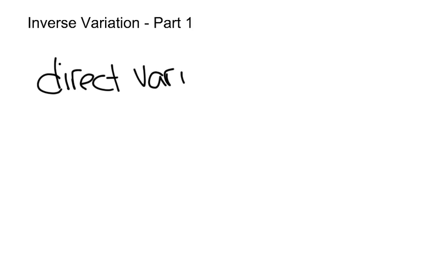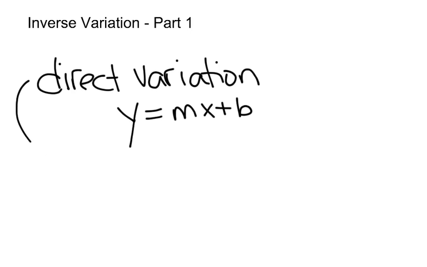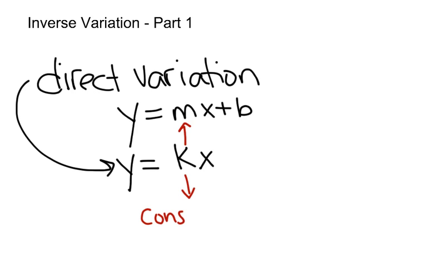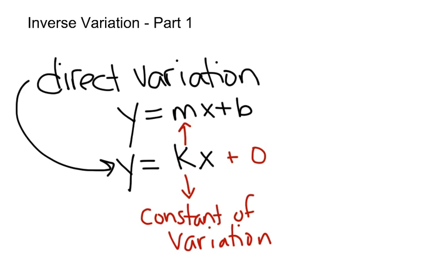In order to talk about inverse variation, we have to start by going back and reviewing something we did when we discussed linear equations. So we talked about a special type of linear equation called direct variation. Most of our linear equations were y equals mx plus b, but direct variation was the equation y equals kx. K in essence worked like your slope, but we called it something different. We called it the constant of variation. And the other thing about direct variation is that the y-intercept was 0.